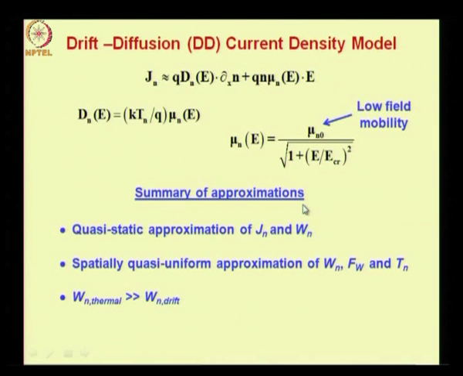Summary of approximations are quasi-static approximation of the current density and kinetic energy density, spatially quasi-uniform approximation of the kinetic energy density, the kinetic energy flux and the carrier temperature, electron temperature, and finally the thermal kinetic energy is much greater than the drift kinetic energy.